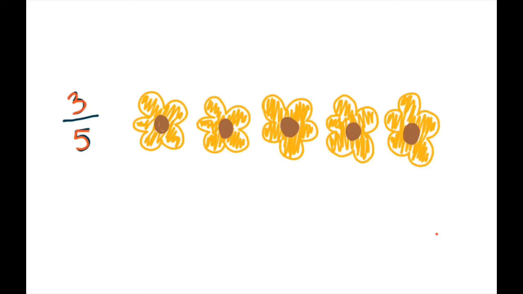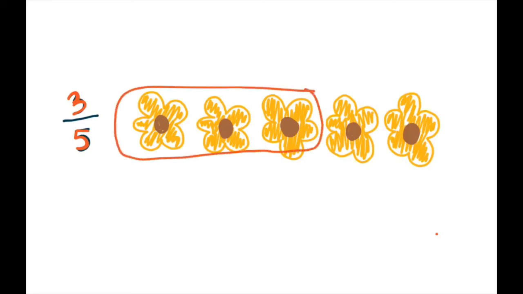So what we are going to do in this fraction activity is look at how many are represented in our pictures. There's 5 flowers. There are 5 parts to our whole. And then we are going to take how many the numerator tells us. Our numerator for this problem is 3. So I'm going to take my pen and I'm going to circle 3 flowers. 3 out of 5 is how this fraction is represented.